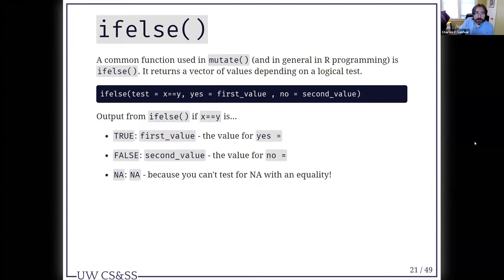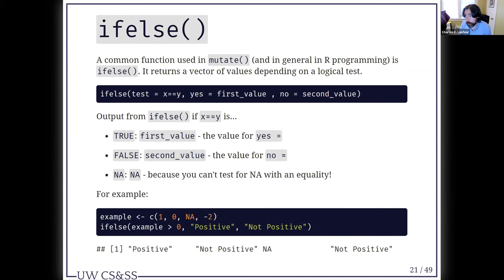Okay. A common thing you'll want to use in mutate, and in general in R programming, is the function ifelse. I'll quickly say ifelse is not the same as if and else in general programming. I'll show you those in a couple weeks. But ifelse is a specialty function that returns a vector of values depending on a logical test. Its syntax looks like this: ifelse, if some particular test is true, return this value. If this test is false, return this other value. This is an abstract example, which is not very informative, so I'm going to show you how it works.